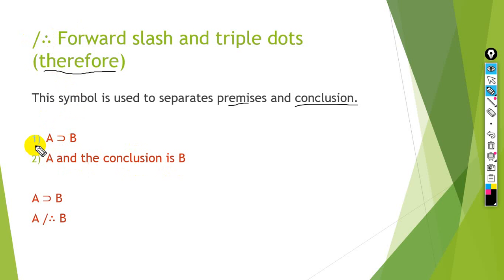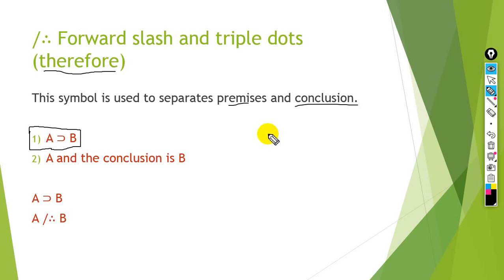For example, here first we have a conditional proposition. For example, if Joy passed logic, then he will graduate. Or in the other statement we say, for example, Joy passed logic, therefore Joy has graduated.